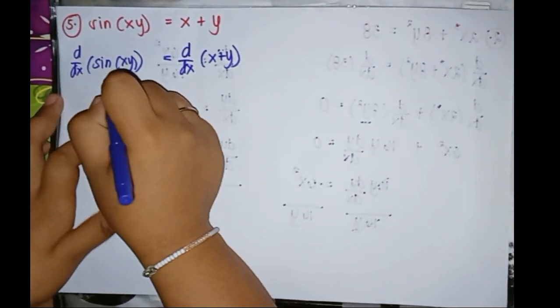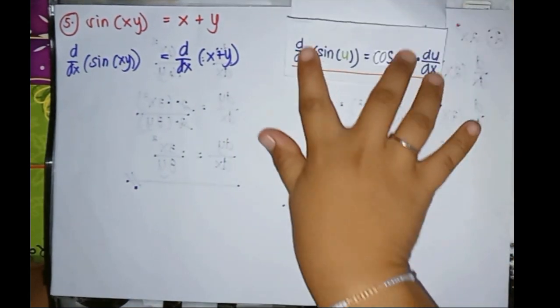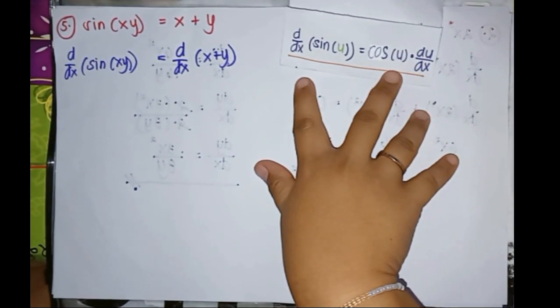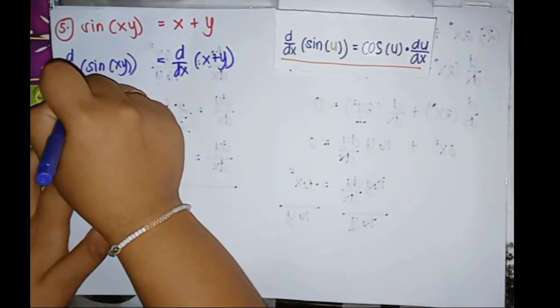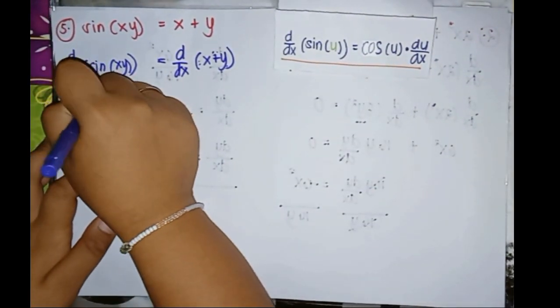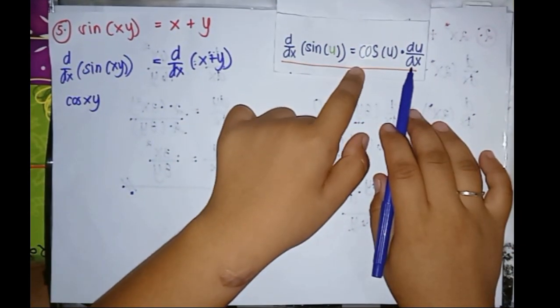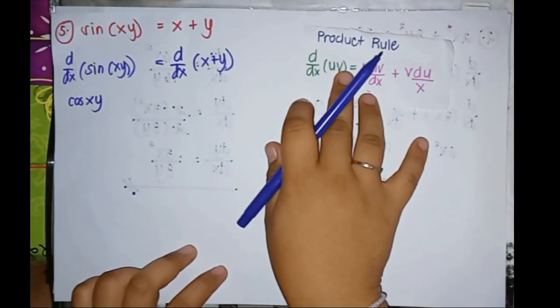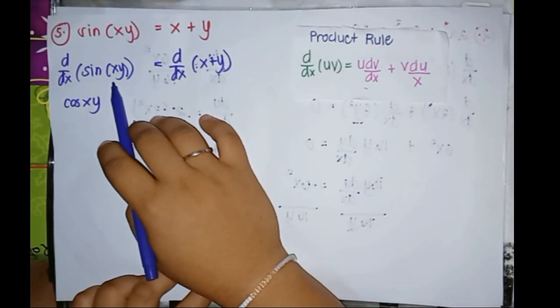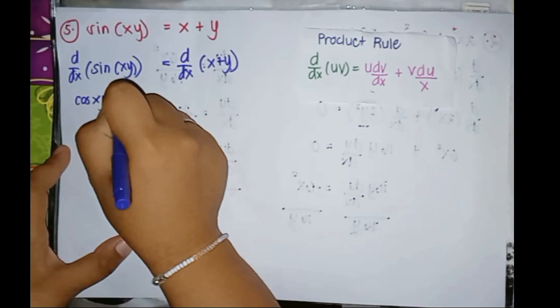So as we can see in this part, we are using trigonometric functions, and we know that the derivative of sine is cosine u multiplied by du over dx. So let's just write cosine of xy. So in this part, the u of sine is xy. So since we have xy, we know that it will involve the use of product rule. So in this part, we have x as our u, and we have y as our v.